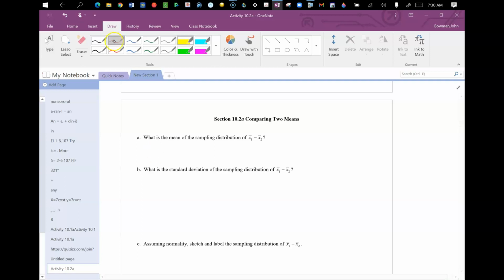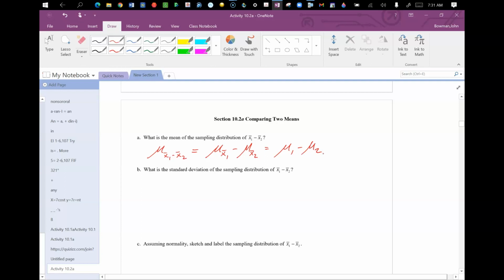So what we really want to find is the mean of the difference x1 bar minus x2 bar. And since that is a transformation or a combination of those two random variables, it's really just a difference of the two means, mu x bar 1 minus mu x bar 2. But those are unbiased estimators of their corresponding populations, so that's mu1 minus mu2.